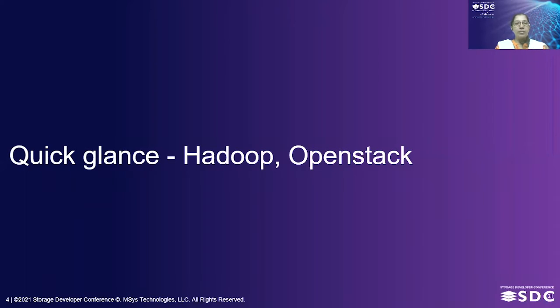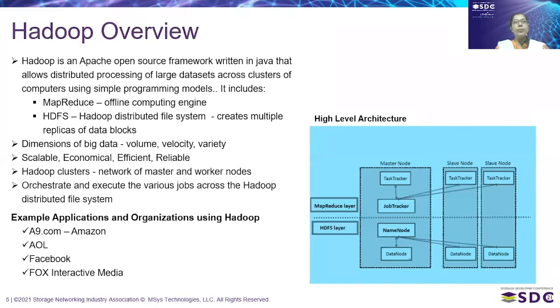Then we shall take a look at Hadoop and OpenStack. Hadoop is an Apache open source framework written in Java that allows distributed processing of large data sets across clusters of computers using simple programming models. It includes MapReduce and HDFS, and it is scalable, economical, efficient, and reliable. Example applications and organizations using Hadoop are Amazon, AOL, Facebook, and Fox Interactive Media.